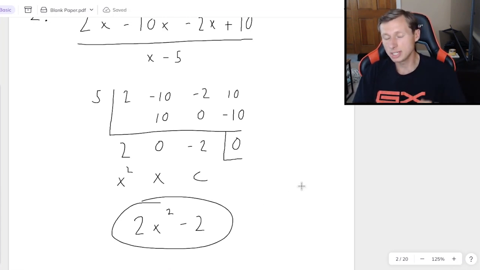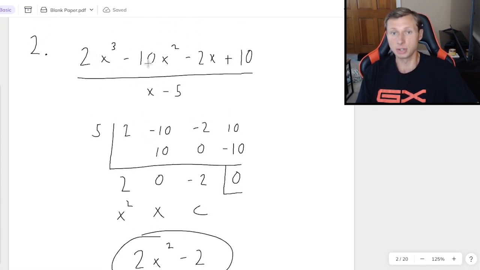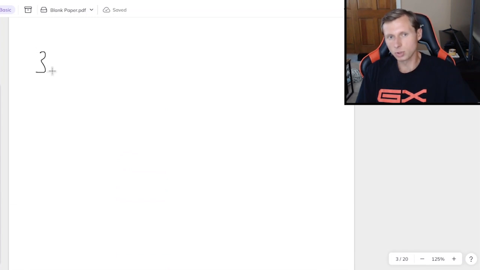What this also means, since we got a remainder of 0, is that x minus 5 is going to end up being a factor of 2x cubed minus 10x squared minus 2x plus 10. So later on in pre-calculus or algebra 2, when we start factoring complex ones like this, you can actually use synthetic division to prove if it's factorable or not. So again, that's it for number 2. Now we just have one more to look at today.